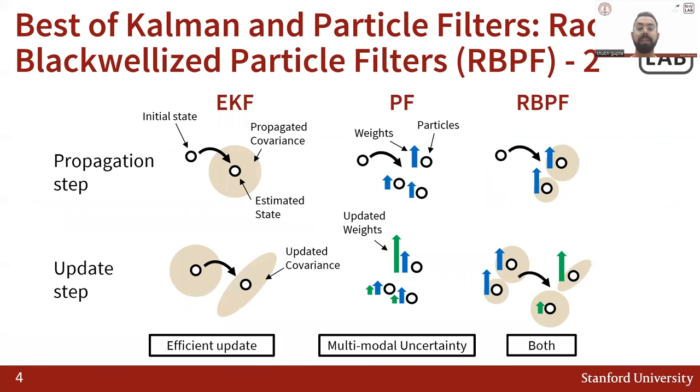Here is a visualization to give a sense of how an RBPF combines both of these. Looking at the propagation and update steps of different filters, an EKF efficiently propagates and updates the estimated state as well as covariance as a Gaussian distribution. Compared to that, a particle filter updates the weights associated with a discrete set of particles, which better characterize the multimodal uncertainty. Compared to both of these, an RBPF both efficiently updates the weights associated with different particles and efficiently updates the parameters of a Gaussian distribution that is also associated with each particle, and has both the advantages.